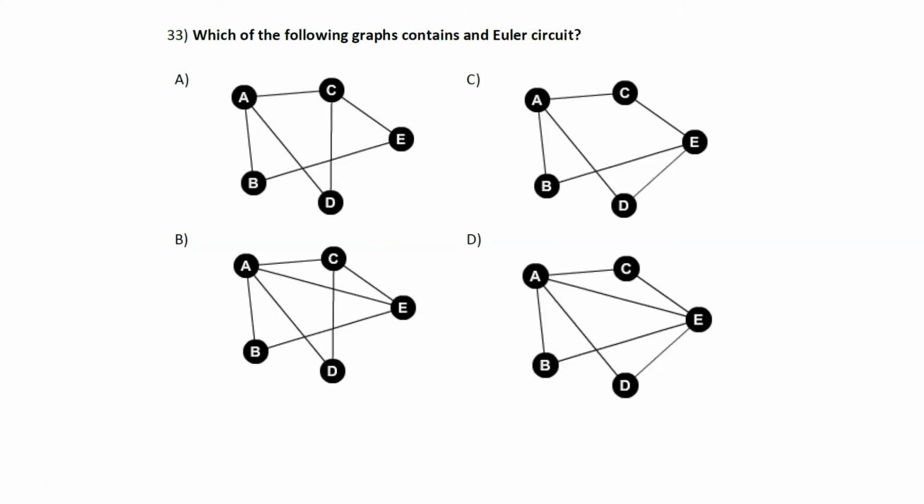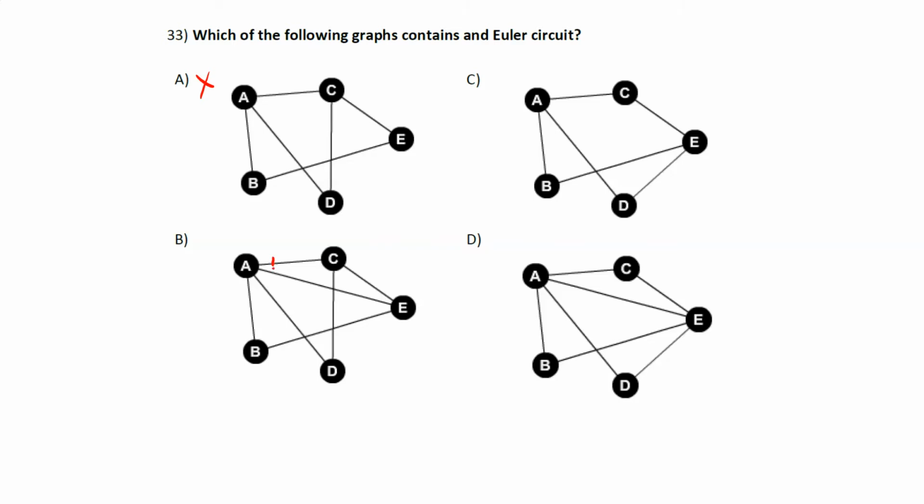Question 33 asks us which of the following graphs contains an Euler circuit. Remember, for there to be an Euler circuit, the degree of each vertex in the graph has to be even. We start off looking at graph A, and we look at vertex A and we see 1, 2, 3 edges connecting to vertex A, which means it's an odd degree, so right away we can say that it does not have an Euler circuit.